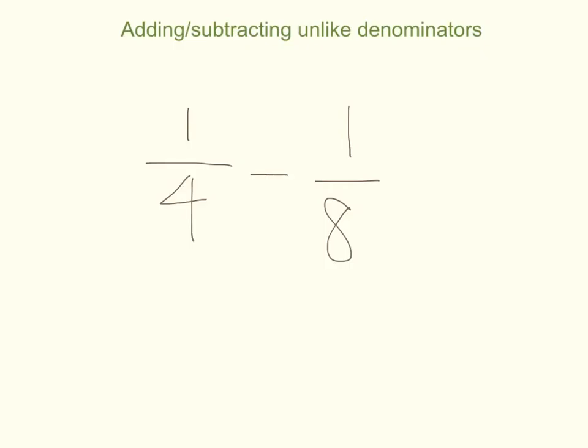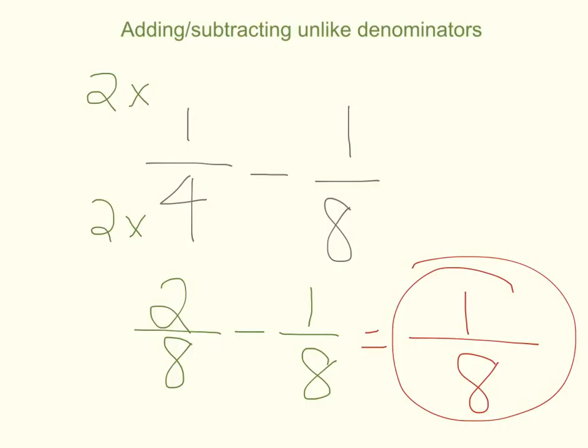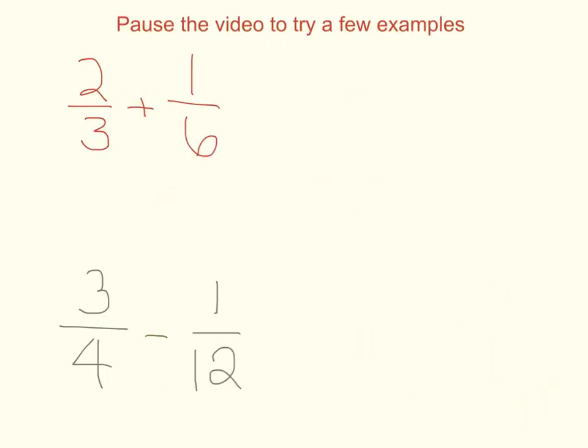So in this example, we're actually going to turn the 1/4 into a fraction with a denominator of 8. So we're going to leave the 1/8 the same. So you have to ask yourself, what do I do to 4 to get 8? Well, we multiply it by 2. Whatever you do to the bottom, you do to the top, and so the top would be 2. So now that they are like fractions, you can subtract like normal. The denominator stays the 8, and then you say 2 minus 1 is 1. So your final answer is 1/8. Pause the video to try a few examples on your own.